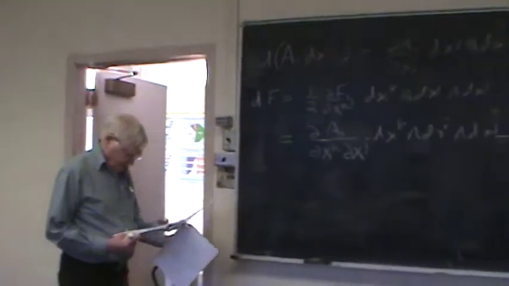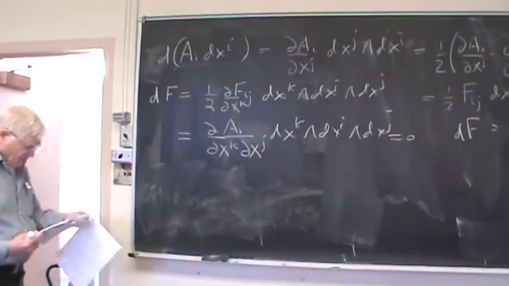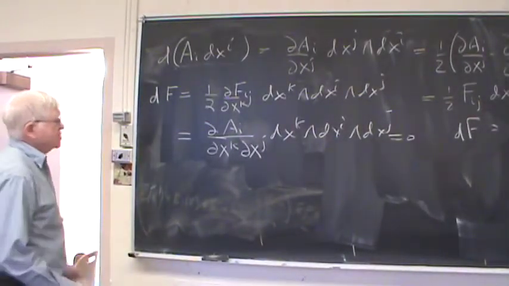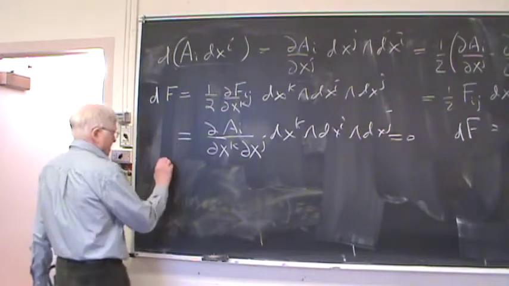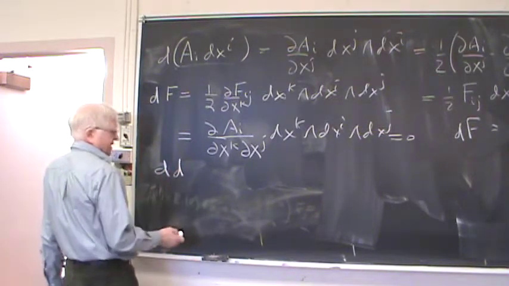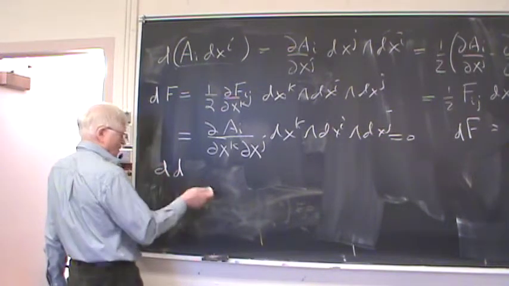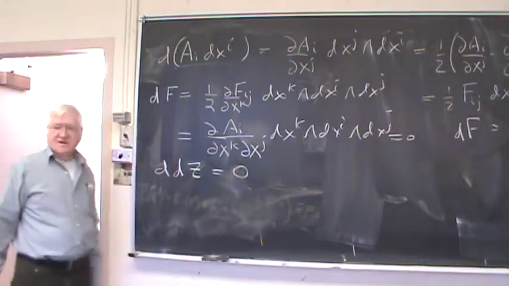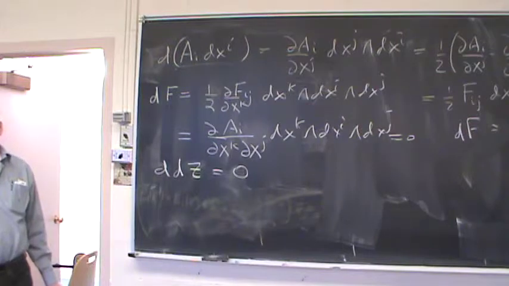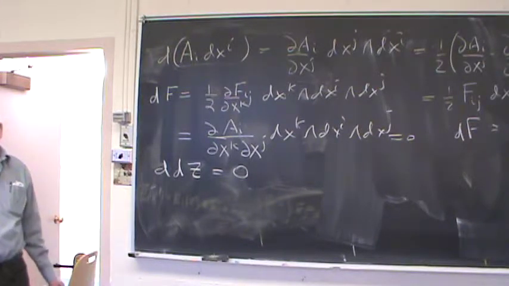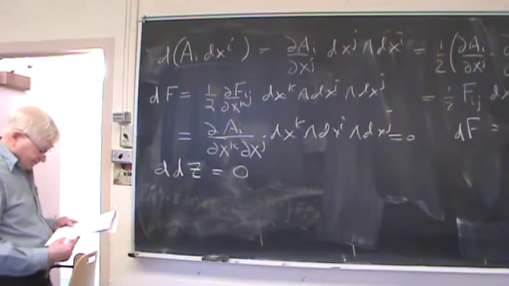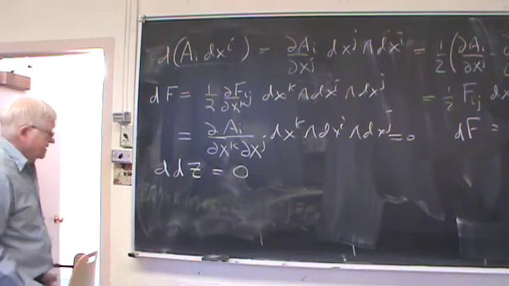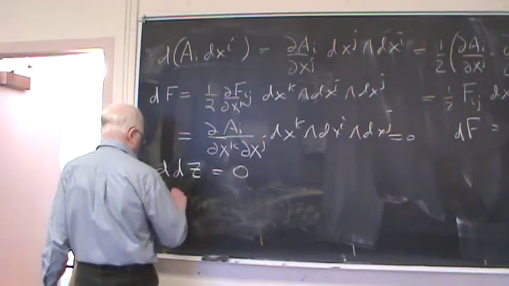Do I want to say anything more about differential forms? Well, it's in general true that dd of anything, so I'll just call it Z, equals 0. So the exterior derivative applied twice to any form, a 0 form, a p form, whatever, is 0. Let's just think about this.